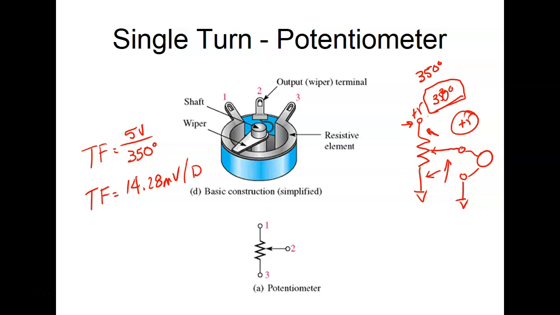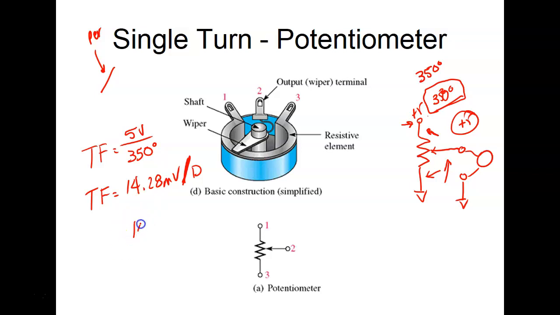So this is 14.28 millivolts per degree, because that's usually what we do when we say per. Anytime we see this, we can use the term per, P-E-R. Per means for every one, right? You understand?